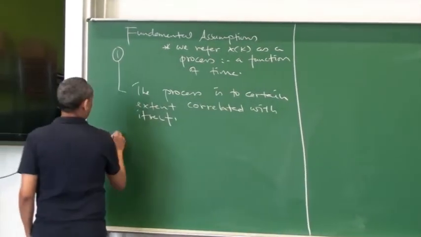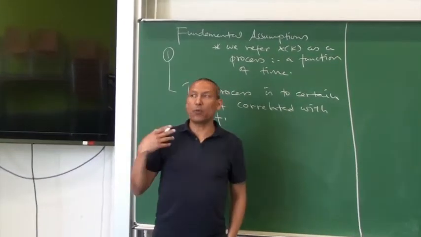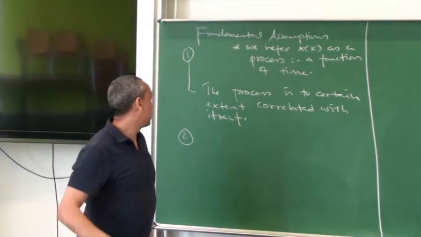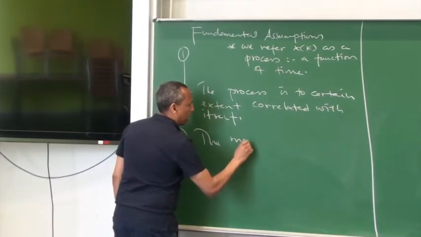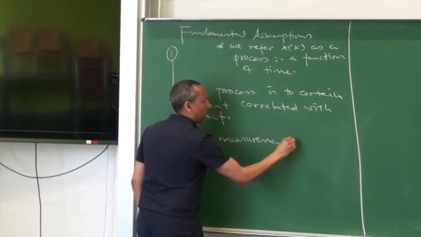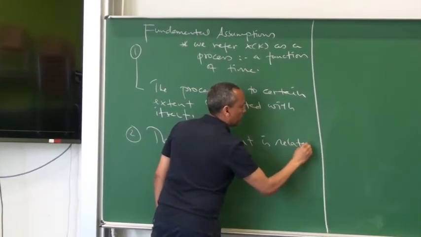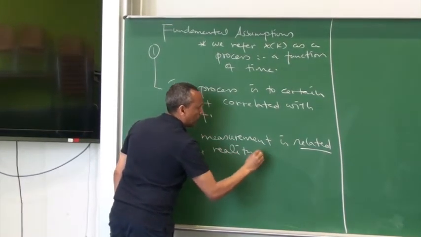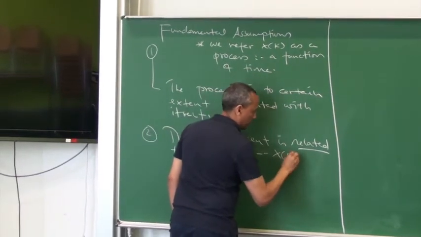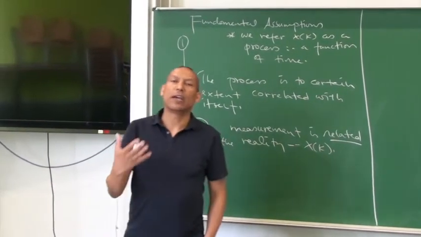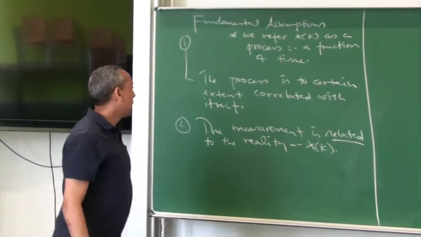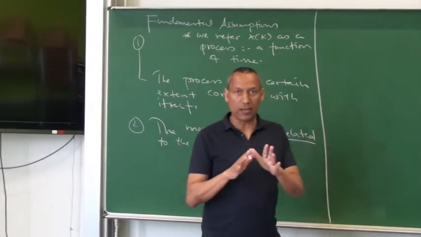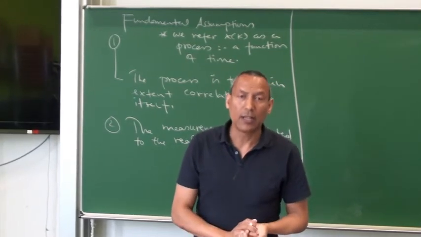The second one is that the measurement we take has something to do with reality. It reflects reality. In other words, it's related to x of k, but it contains its own error. So once we have these two assumptions in place, we are ready to make an estimation.